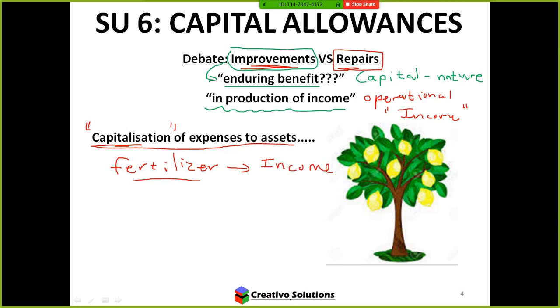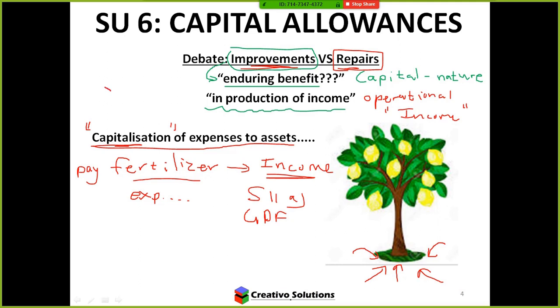So if I'm using fertilizer, if I'm paying for fertilizer, obviously there's going to be an expense. Okay, so if I'm paying for fertilizer in order to nourish the soil, so I can get healthier and more fruit, that'll be seen as income. And then that'll be a Section 11A general deduction formula.